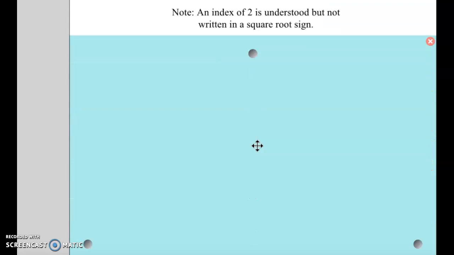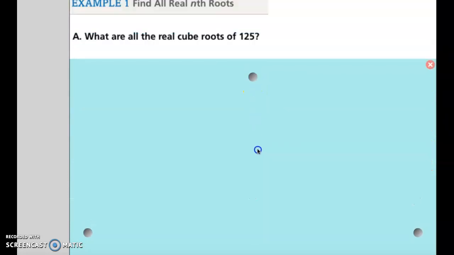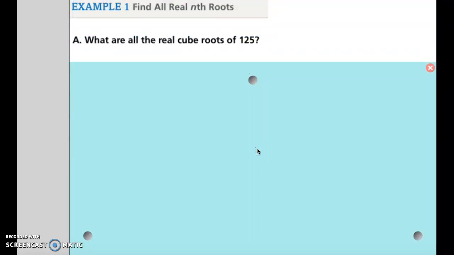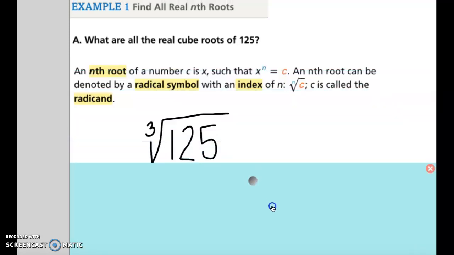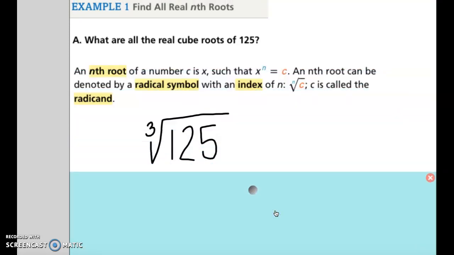So let's take a look at an example here. It says, what are all the real cube roots of 125? So this is how I would write the cube root of 125. My root means that I have to have a radical. My radicand is 125, and my index, I see cube, is a 3.